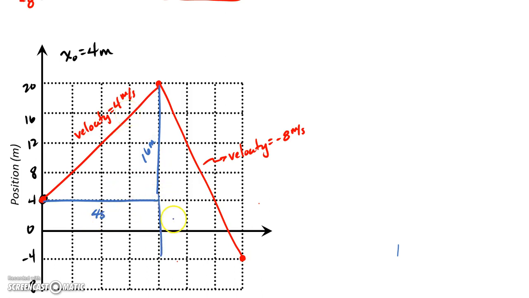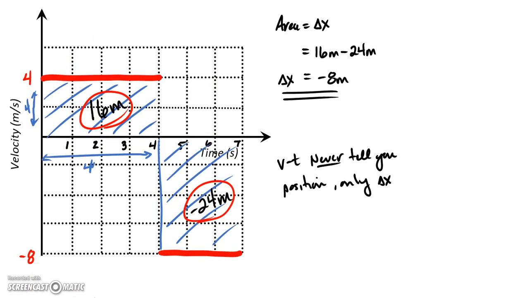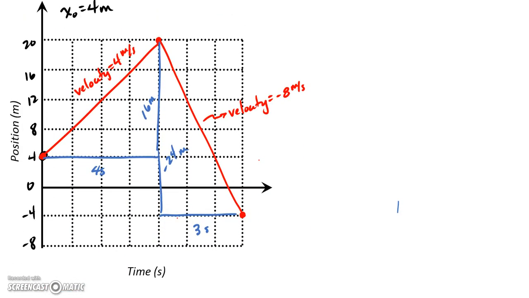And then over here, I'm going to do this one, and this is 3 seconds, and this is 20 to -4, so that's negative 24 meters. And so negative 24 meters divided by 3 seconds is -8. So you can always check to make sure you did it right. And that's how you translate a velocity time graph. Again, you're looking at areas. They only tell you displacements. And you can take that knowledge and make a position time graph.